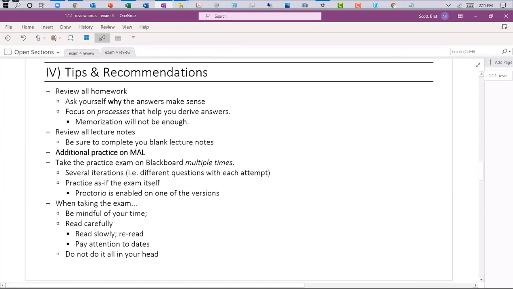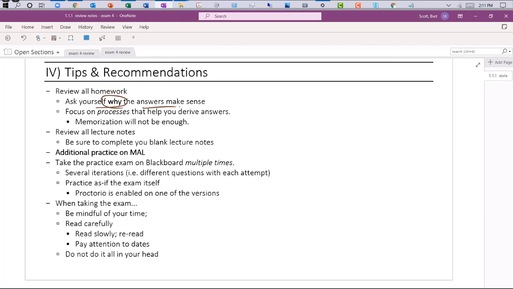Just as a reminder, you want to review all your homework. And more importantly, make sure you ask yourself why things are what they are. It's got to make sense. And if it's not making sense for you, don't worry about it. The book provides one perspective of the material. So when you're reading through the book, I agree it's kind of boring, but it's also just one perspective.